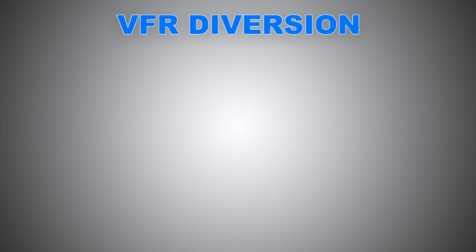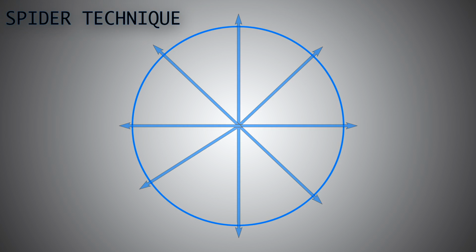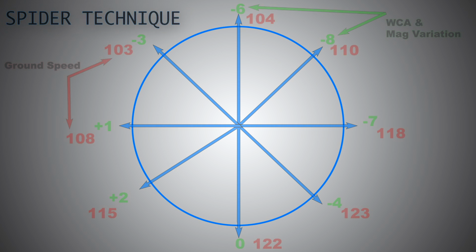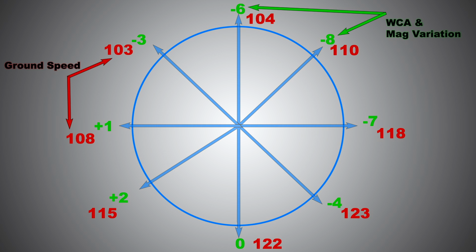Assuming you have enough fuel, now let's answer the second and third questions. What heading do I need to fly and how long will it take me? For this, we will have to make the spider, or some people refer to it as a wind card, which looks something like this. The numbers in green are wind correction angle plus the magnetic variation combined. I personally prefer to combine both of them for ease of calculation in mid-air.